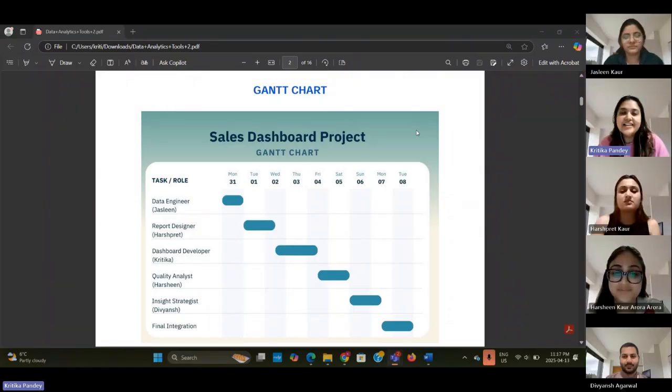Hi, we are the business analytics team, and in this presentation, we'll be sharing our analysis on sales and customer data using IBM Cognos Analytics. Our goal was to uncover insights that can help us improve sales performance and better understand customer behavior.